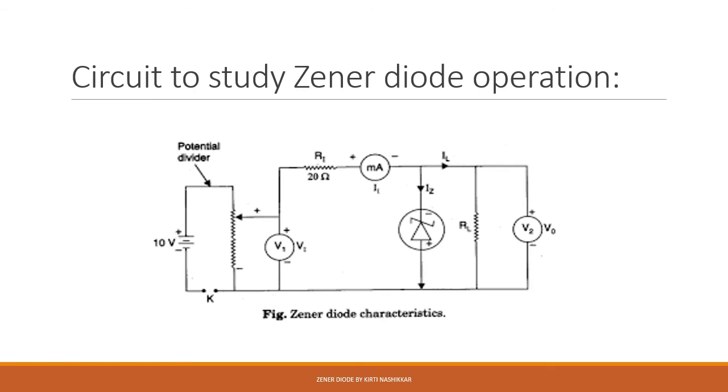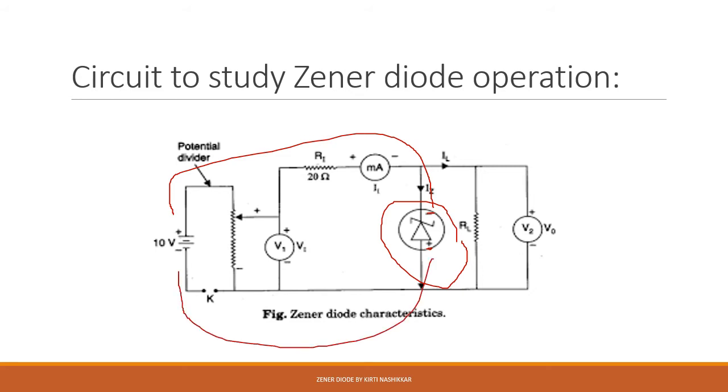This is the circuit for studying the Zener diode. Again, as you can see, we are operating the Zener diode in reverse bias mode because the cathode, the negative terminal, is connected to the positive terminal of the battery, and the anode, the positive terminal, is connected to the negative terminal of the battery. So that's why it becomes reverse biasing.